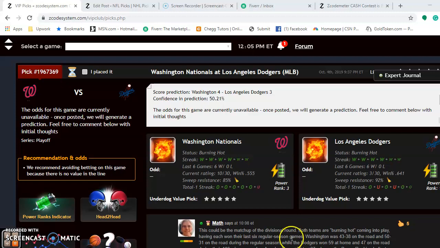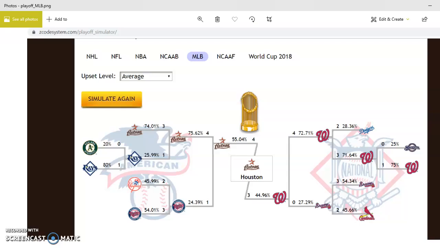The wild card results are in, and actually we did very well with our predictions using our simulator. If you take a look at the simulator results here, you can see that we picked Washington to beat Milwaukee 75% to 25%, and they did. Look at this. We had the Rays at an 80% chance of beating the A's, and they did win the game. We did the simulation at the average level, upset level, and you can do it no matter what kind of upset level you wish to put on there. So that's one thing I wanted to point out to you.